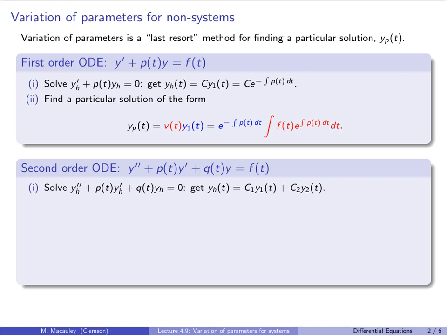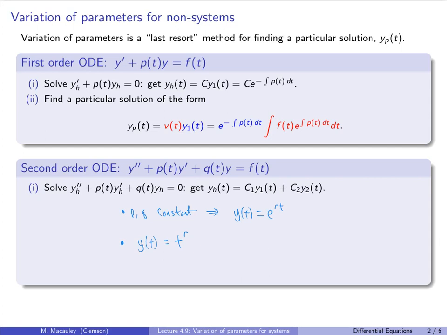The simplest case was when P and Q are constant. In that case, we look for a solution y of t equals e to the rt and find r. If P and Q are not constant, then, well, if we're lucky, and this is a Cauchy-Euler equation, then we might look for a solution of the form t to the r, but again, that's just a very special case.